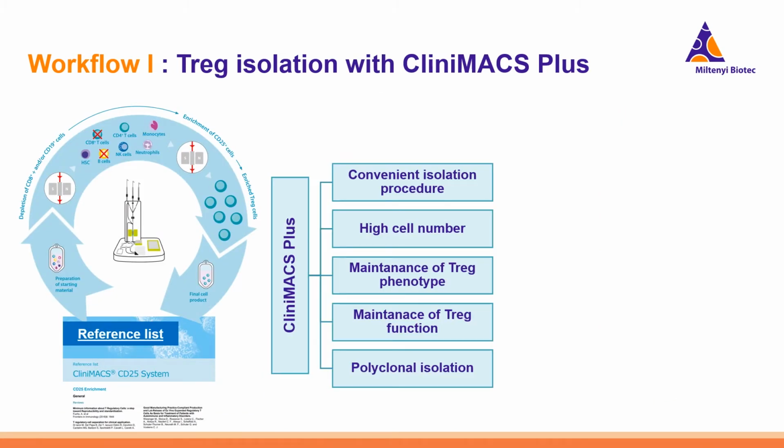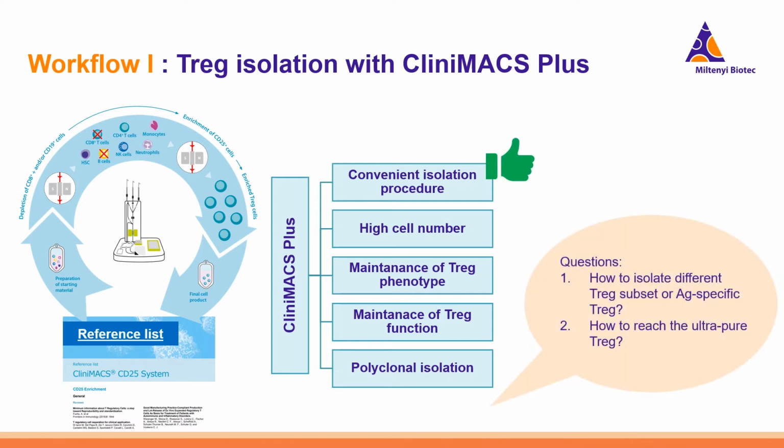Okay, let's summarize: using the CliniMACS Plus CD25 system offers you a convenient isolation process and a high final yield cell number. After the isolation, you can see that phenotypic and functional characterization of Tregs are maintained. And with this method, we target a polyclonal Treg population. Very good. But two questions pop up here. The first one is how to isolate different Treg subsets or antigen-specific Tregs, and how to reach ultra-pure Tregs. They are the questions that I'm going to answer in the following slides.